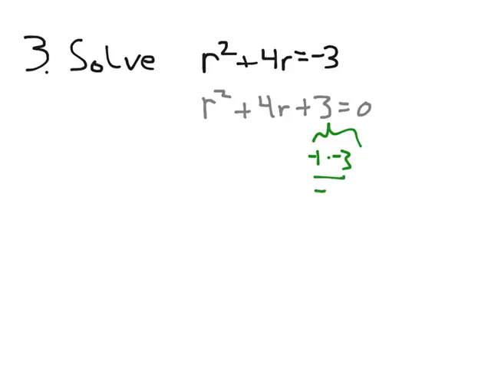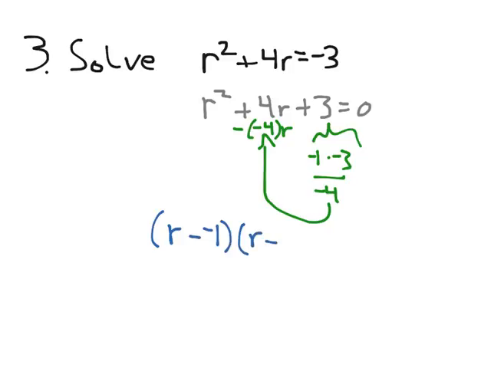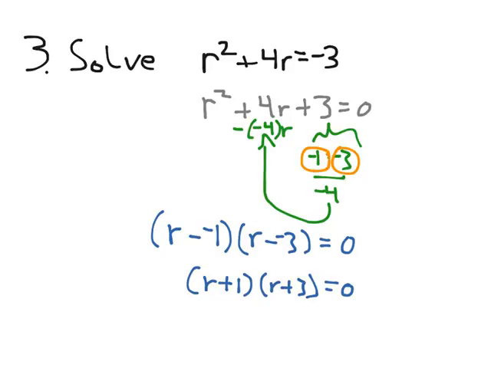Well, if I add these together, I get a negative 4, which works with my formula, because this should be a minus negative 4 r. So I can express this quadratic equation as (r - (-1))(r - (-3)) = 0. And this could also be written (r + 1)(r + 3) = 0. But really, we've already found the solutions up here. The solutions are, not for x, but for r, negative 1 and negative 3.